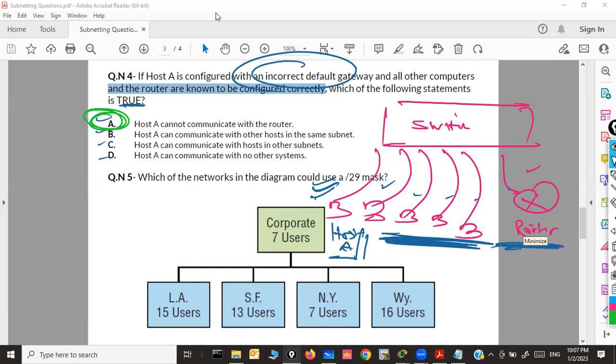Harshan, any answer? B: host A can communicate with other hosts in the same subnet. You are saying option number B, right? Okay. And I think you didn't answer me. So what is your take?